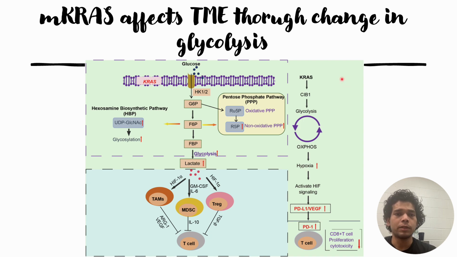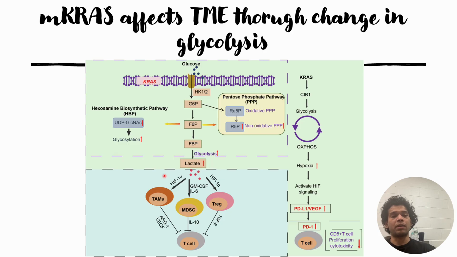In this video, we will discuss one more effect of mKRAS, or mutated KRAS, on the TME, that is, the tumor microenvironment. Here, we will discuss it from the aspect of the glycolysis pathway. The mKRAS in the tumor cells will lead to an increase in HK2 and lactate dehydrogenase, and this increased HK2 and lactate dehydrogenase will cause an increased amount of glucose in the intracellular part of the cells, and that will lead to increased glycolysis, and the byproduct of this will be high lactate production in the tumor microenvironment.